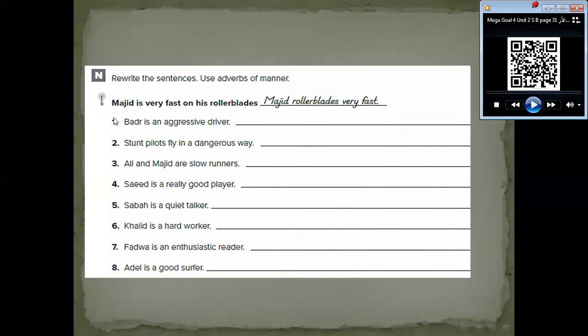الجزئيه دي اتكلمنا فيها وشرحناها قبل كده، اللي بتتعلق بالادجكتيف والادفيرب. يا ريت الناس تقول لي ايه اللي قلناه عن الصفه والظرف، الصفه بتصف ايه والظرف بيصف ايه، وبعدين ندخل على التدريبات. اتفضل يا بدر. What does the adjective describe? Describe the noun or the verb?